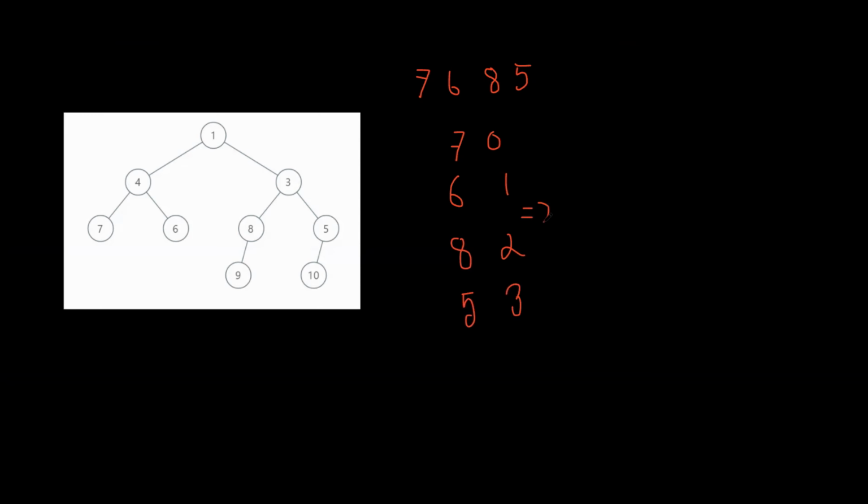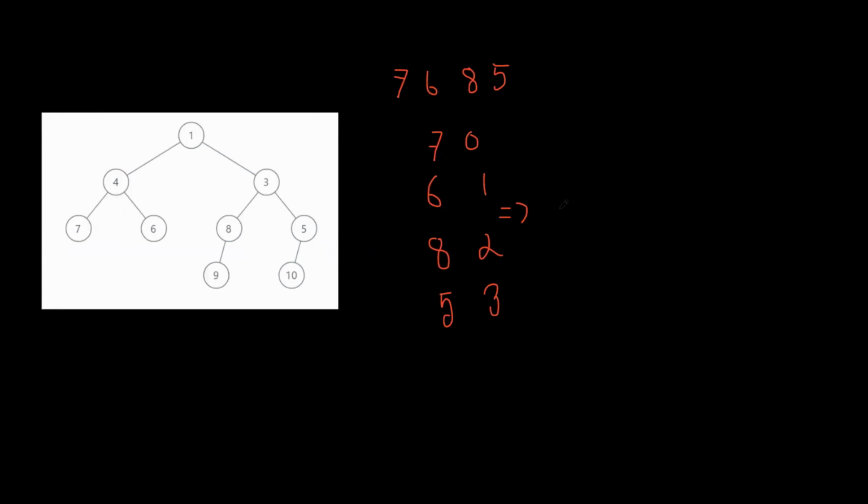After that, let's sort it. So if we sort it, it will become 5, 3, 6, 1, sorry, it will not be 8, 2, it will be 7, 0. After it will be 8, 2. Now we have to compare the elements of this sorted version with the original version.